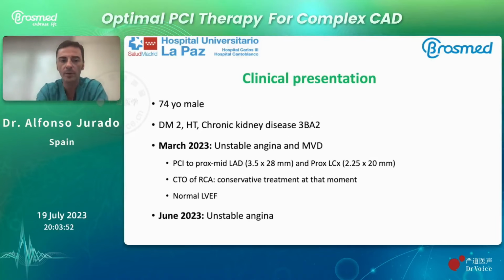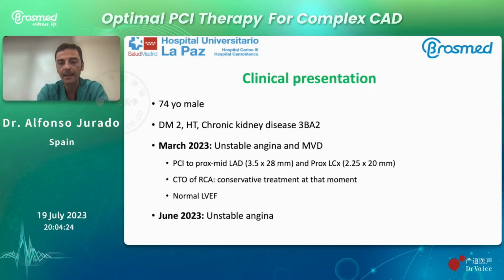The case I'm going to present is a 74-year-old male with a lot of cardiovascular risk factors. He was diabetic, hypertensive, with chronic kidney disease, and his coronary history started some months ago, in March 2023, with unstable angina. He was admitted to our hospital and underwent a coronary angiography that showed a 3-vessel disease. After the Heart Team meeting, PCI was decided.